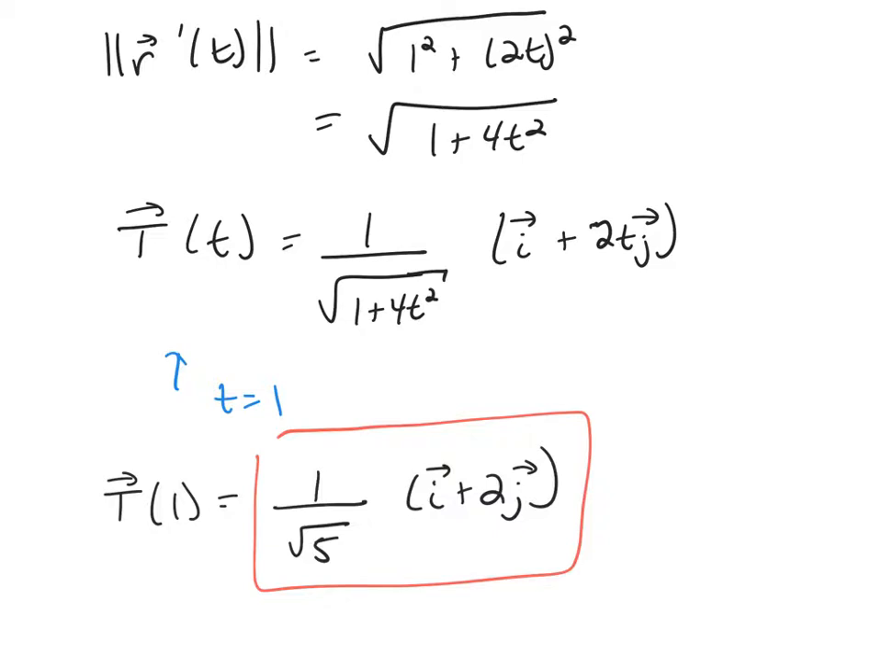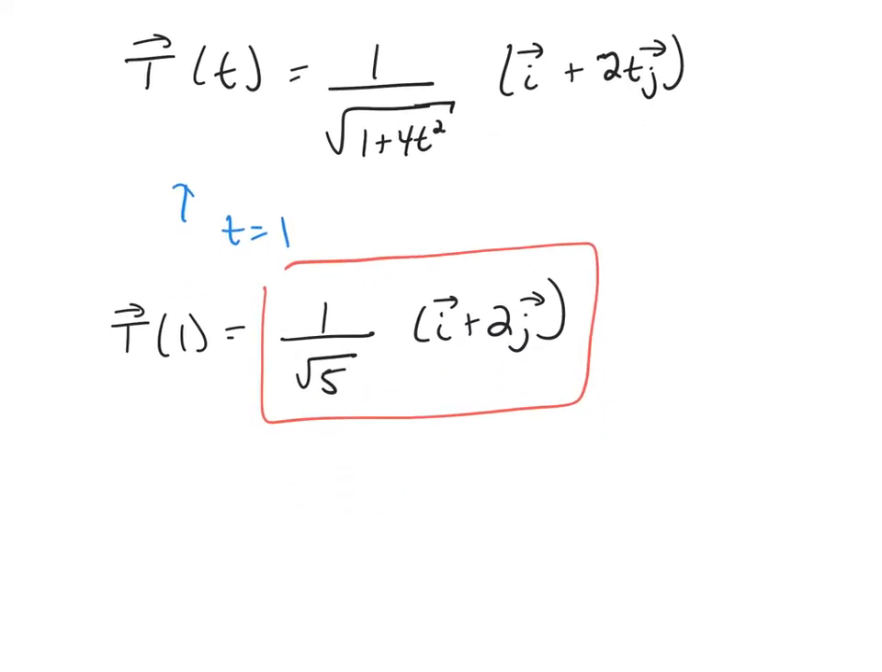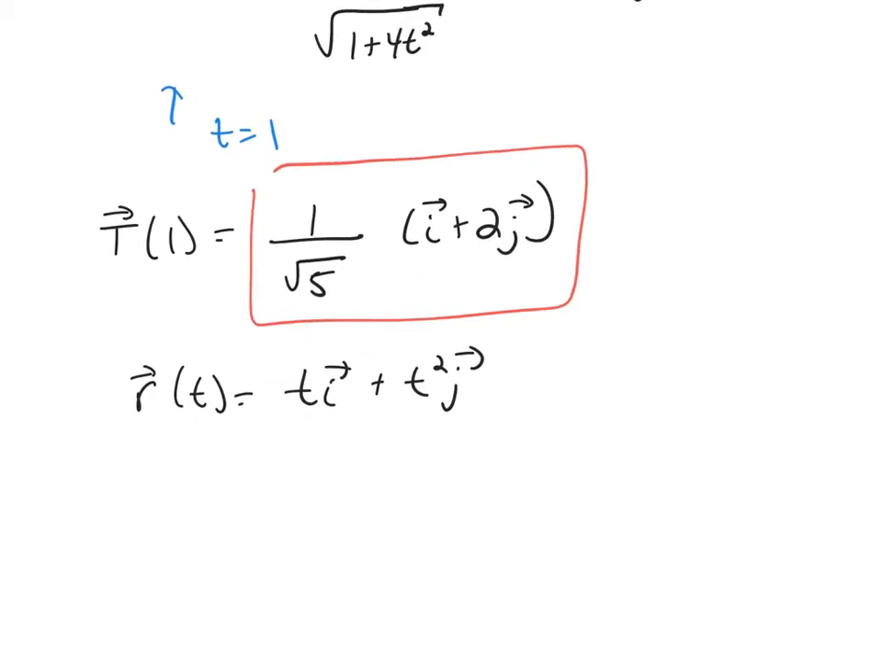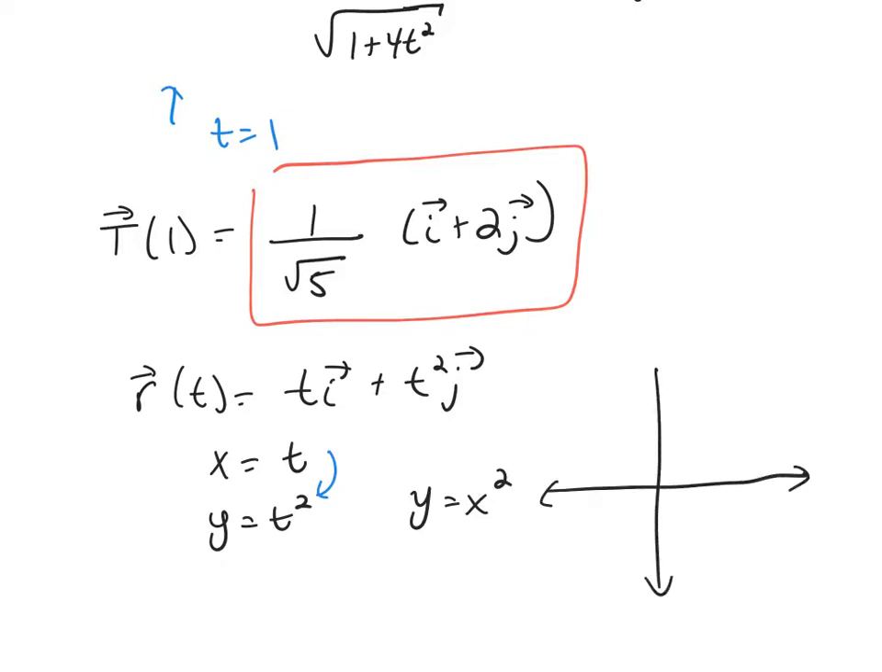And there's my unit tangent vector. It is a unit vector. Why is it called a tangent vector? Well, in order to see that, let's go back to our vector valued function here. It's t i plus t squared j. And so if we switch to parametric equations here, x equals t and y equals t squared, and if you plug in x in place of t, you'll get y equals x squared. So we're looking at the equation y equals x squared, which is our parabola.